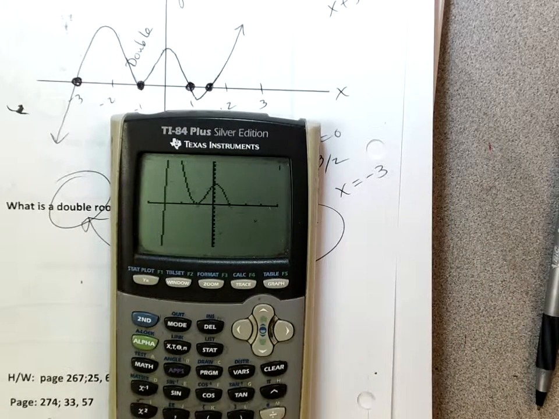Oh, look at that, there's that touch and go. Look at that. That's kind of what I graphed, isn't it? Man, I'm so smart. I don't need a calculator. Okay.